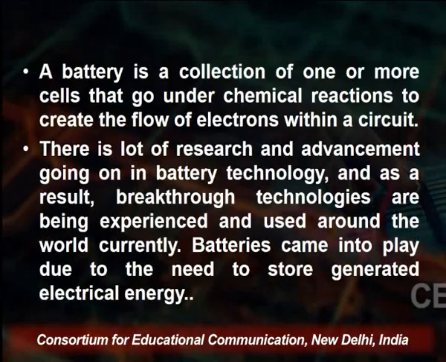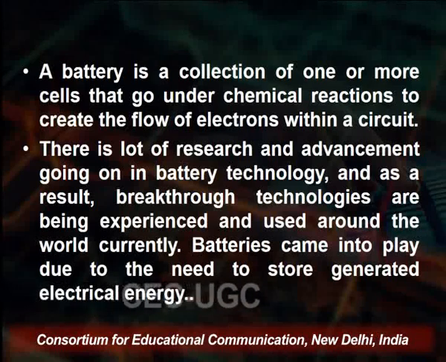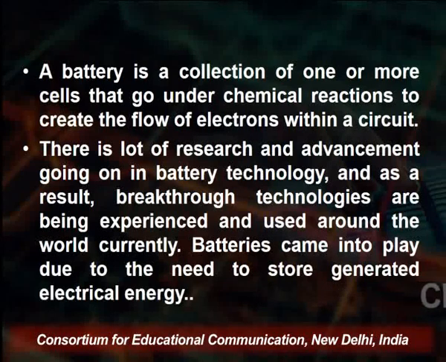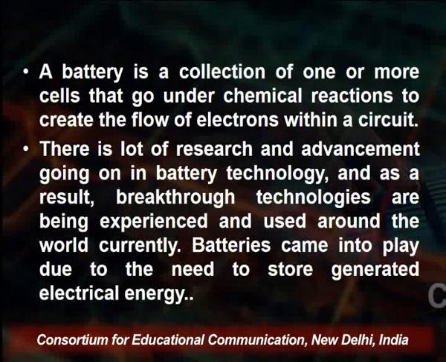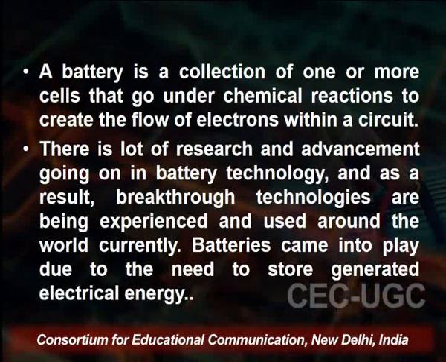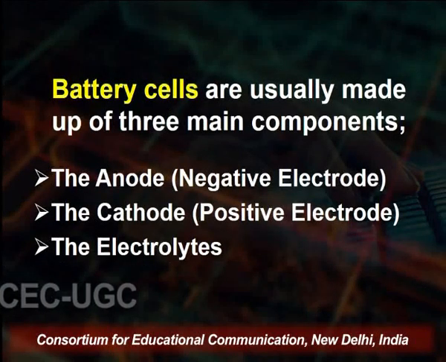So what is a battery? A battery is a collection of one or more cells that undergo chemical reaction to create the flow of electrons within a circuit. A battery just provides the power to the circuit, to connect other devices with the circuit. So a battery is a collection of one or more cells that undergo chemical reaction to create the flow of electrons within a circuit. The battery cells are usually made up of three main components.